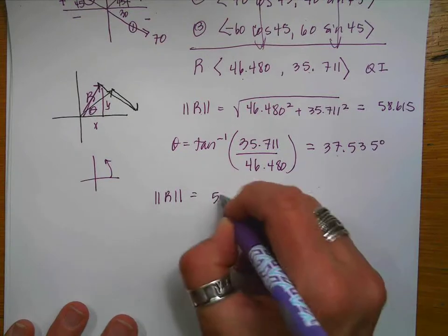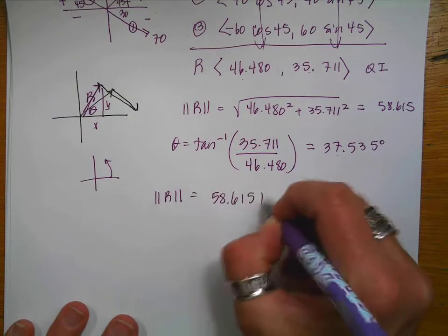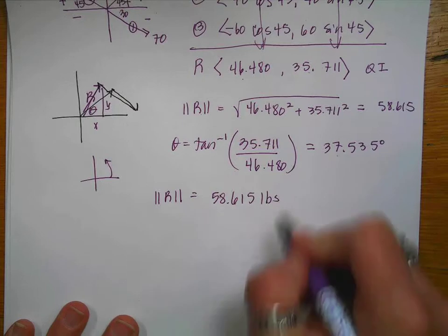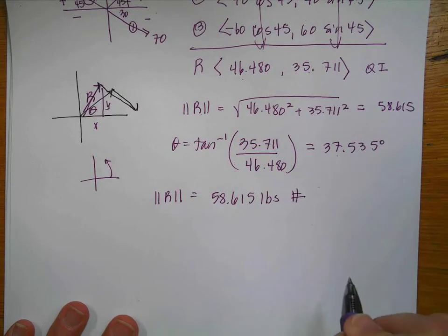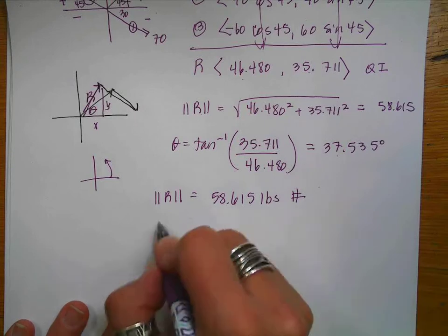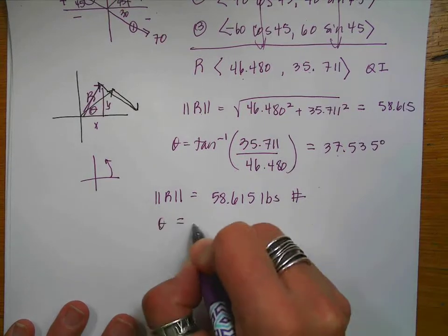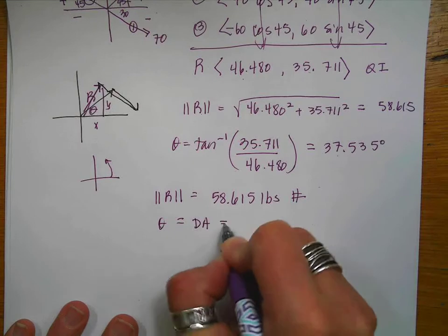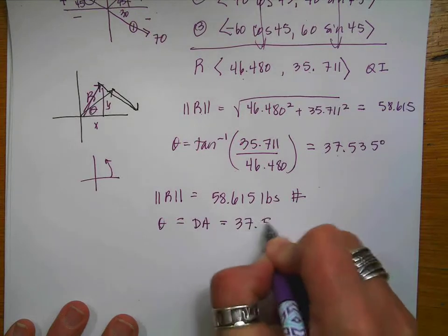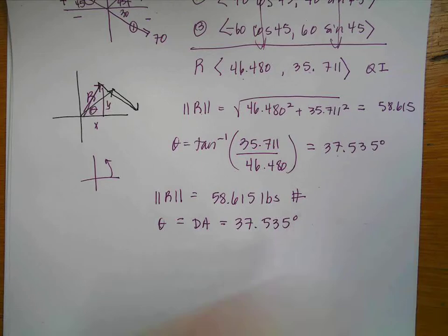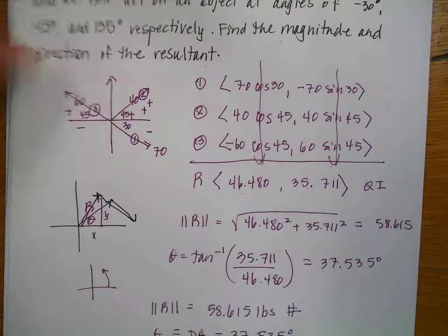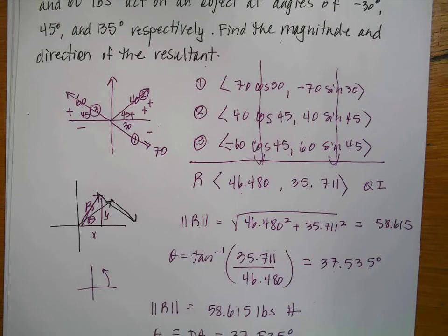So now I'm going to report my answers nice and concise. I'm going to say the magnitude is 58.615 pounds. And then, or you could write hashtag, but remember, hashtag actually meant pounds before it was a hashtag. That was its previous life. And theta, which is equal to the direction angle, is going to be 37.535 degrees.